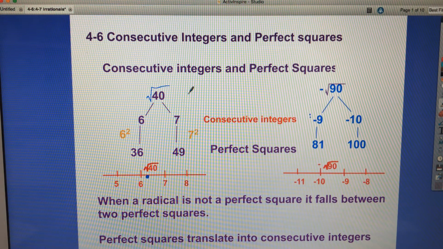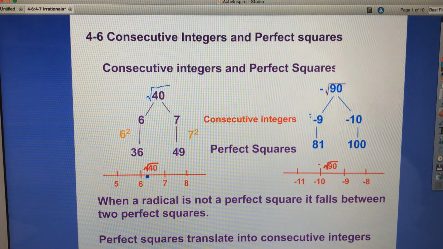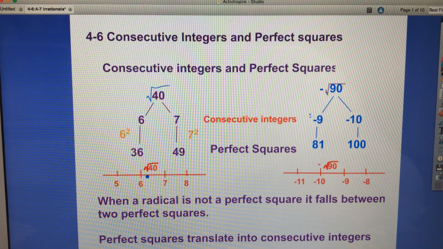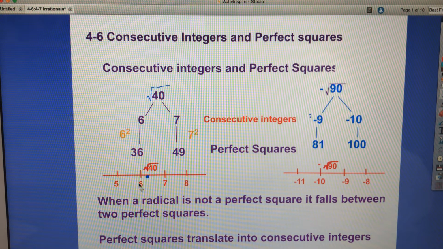So square root of 40. Where does that fall on a number line? Between which consecutive integers? You remember, integers are whole numbers and their inverses. So not decimals. So I'm looking for whole numbers and their opposites, their negatives. So square root of 40 can be found between the integers 6 and 7. How do I know that?